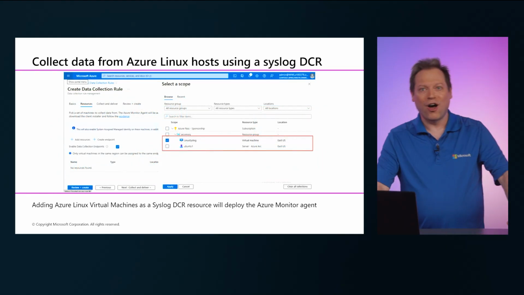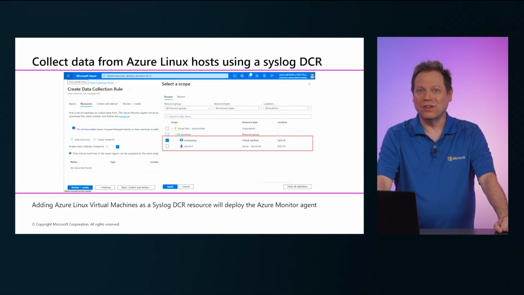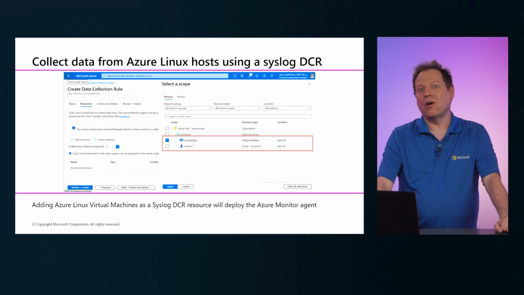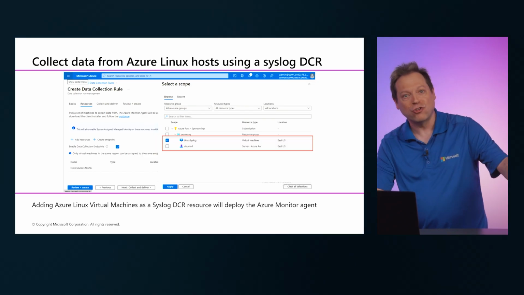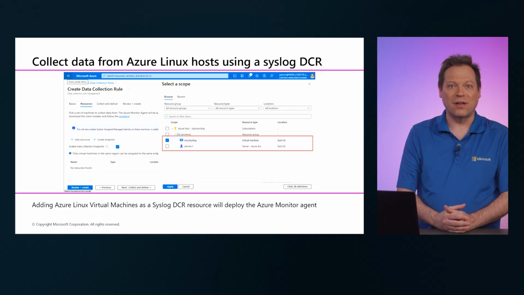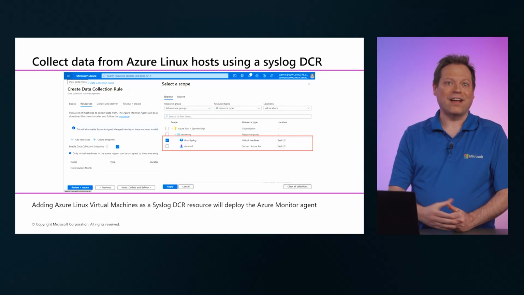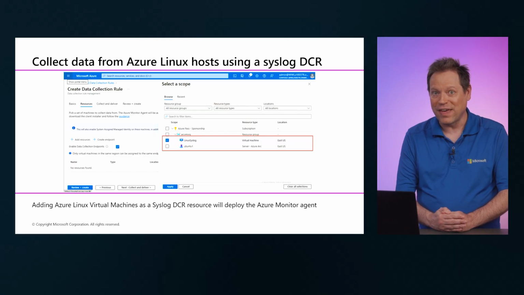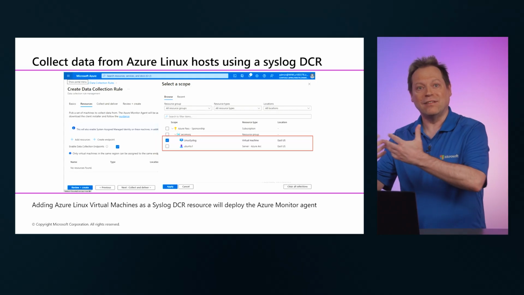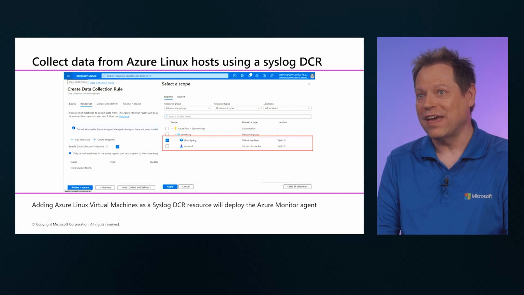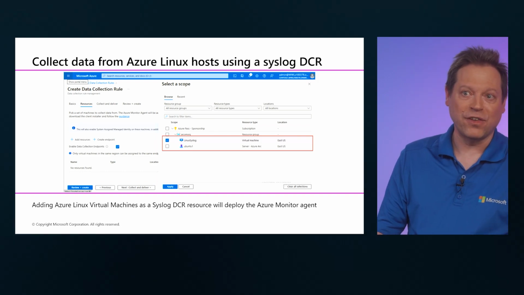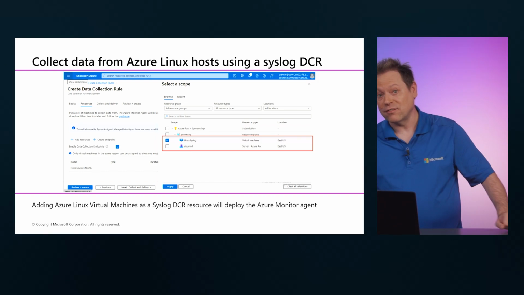Here we focus on onboarding Azure Linux virtual machine. When you add Azure Linux VM as resources in Syslog data collection rule, the Azure Monitoring Agent is deployed. So to connect an Azure-based Linux VM, you add it as a DCR resource, and the platform handles agent deployment and association so events can start flowing.